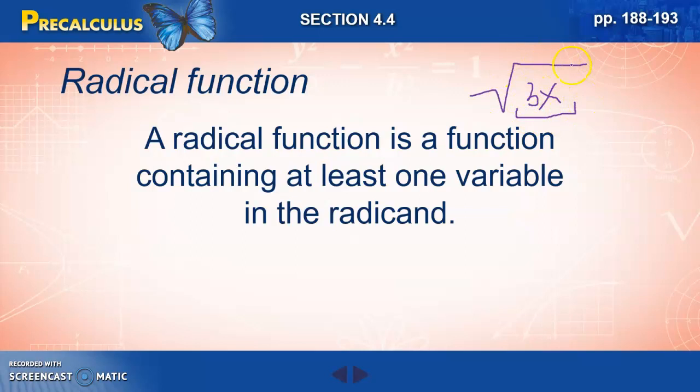And you can see that if I said y equals root of 3x, that would be a radical function. Now you can have a function with a root symbol. So we might have, for example, y equals 7 minus the square root of 2. This is not a radical function. Even though it does have a radical, it does not have a variable in the radicand. So a radical function has a variable in the radicand.